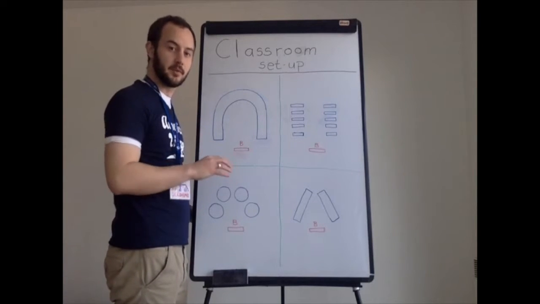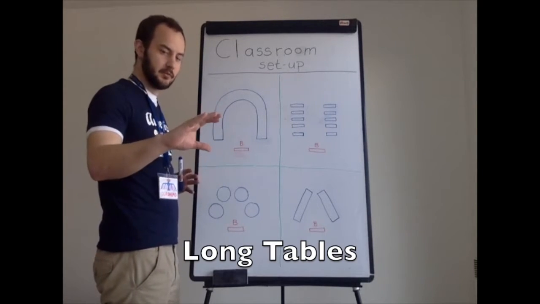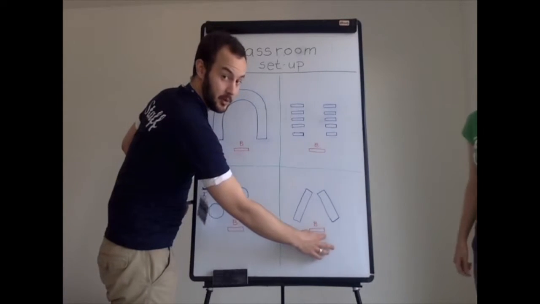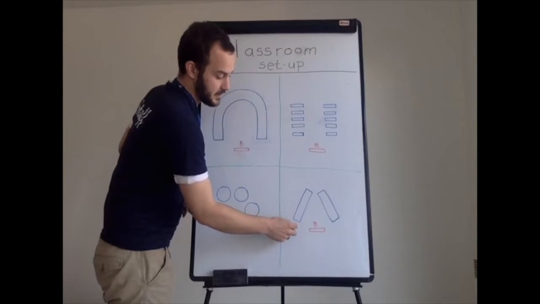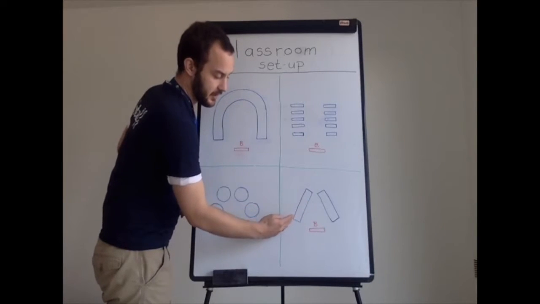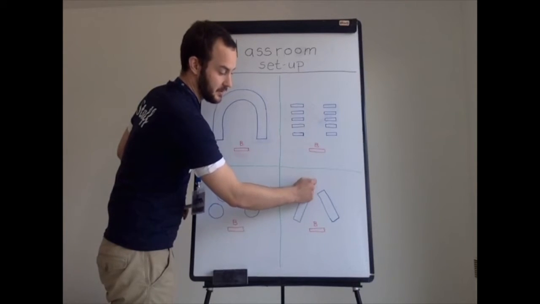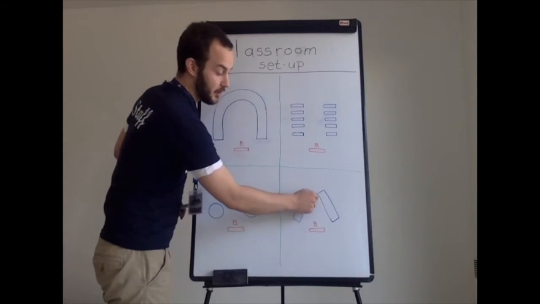Then lastly, some of you will have very long tables in the room. So something that I've used in the past is putting the board here, and then if you've got two very long tables, having them in a triangle shape, but also leaving a gap here at the top. So if you need to, you can come up and move around the room.